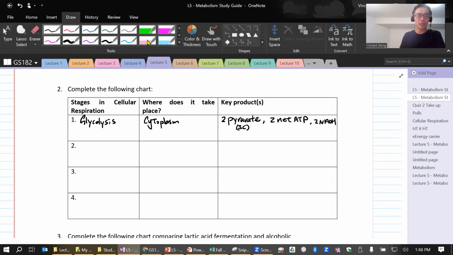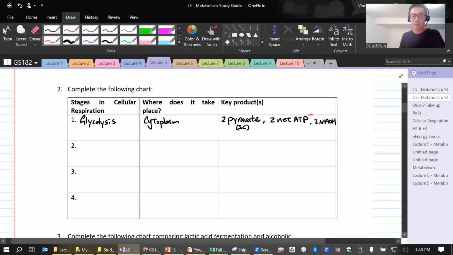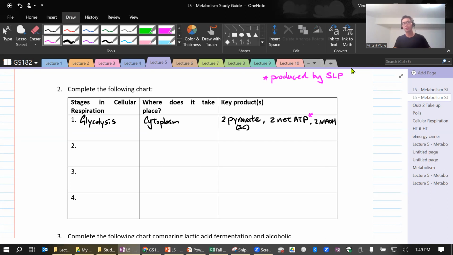And I know I said this before, but let's just put a pink star here one more time. That is produced by, as Blessing answered this earlier, SLP, substrate level phosphorylation. Okay. The enzyme's gonna take the phosphate from a donor, transfer it onto ADP to make ATP.